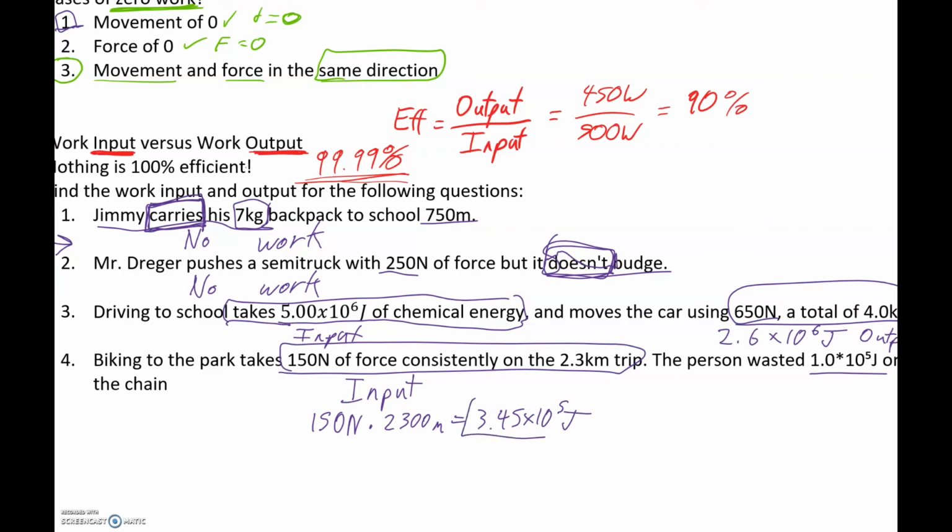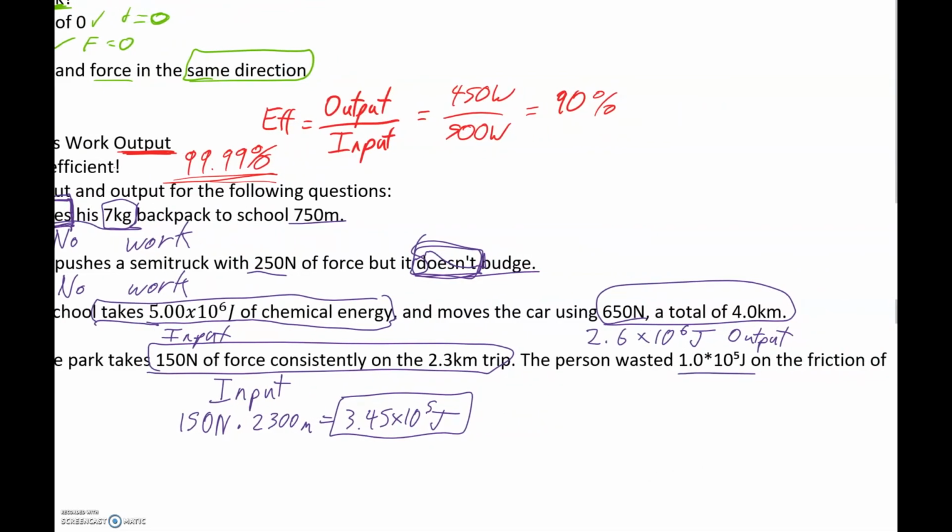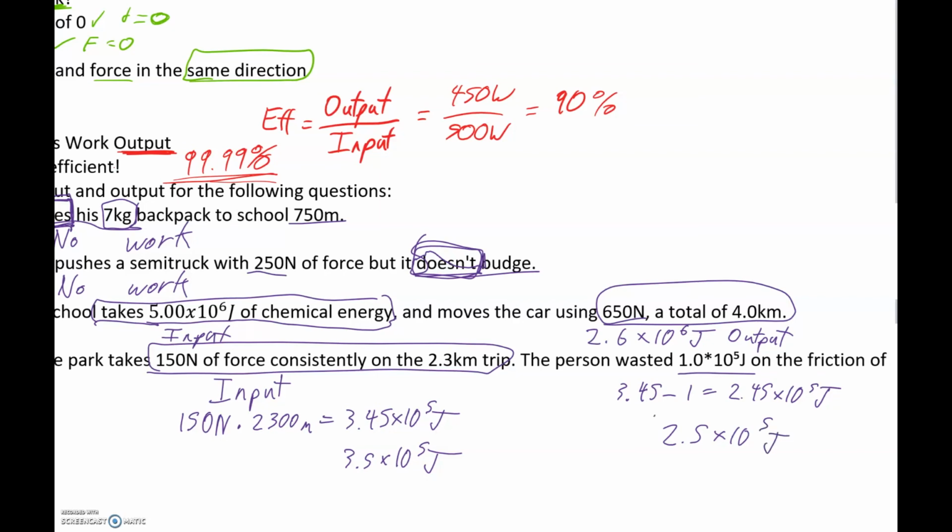So this is the input value. But the person wasted 1 times 10 to the 5, so we're just going to subtract that. 3.45 minus 1 equals 2.45 times 10 to the 5 joules, or because of sig digs, 2.5. And the input would be 3.5 if we're going to go with sig digs. We may as well go all the way with sig digs. So this was the input, and this is the output.